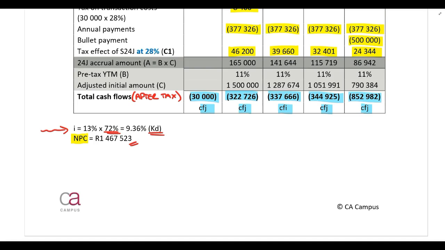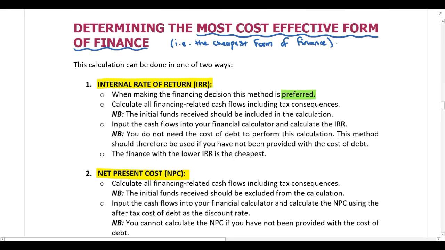All right, so that is how you calculate the internal rate of return and the net present cost. Go back to your lecture notes quickly. Let's just make sure that you're happy with everything over here. When we calculate the internal rate of return, you take all of your financing cash flows. So your financing cash flows are interest and capital repayments on the loan, any transaction costs, etc., and you must also take the tax consequences into account. So interest is tax deductible, transaction costs are tax deductible, etc. So take all of your financing cash flows and the tax consequences into account.